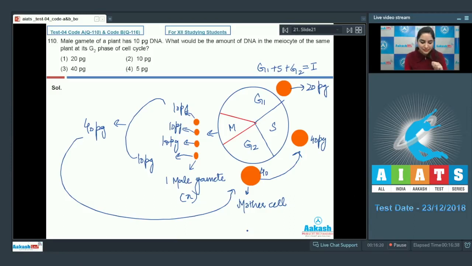Now what is the question asking us? I think now we have arrived correctly. So the question says male gamete has 10 picogram, correct? What is the amount of DNA in the meiocyte, the mother cell which will undergo meiosis, of the same plant cell at its G2 phase? So what is in the G2 phase? 40 picograms is present in the G2 phase. Correct? So students, what is the right answer? We all have learned that the answer is option number 3 with 40 picograms of DNA.